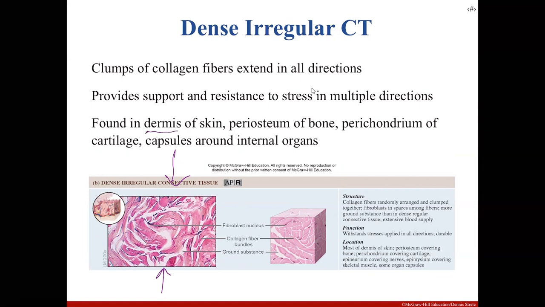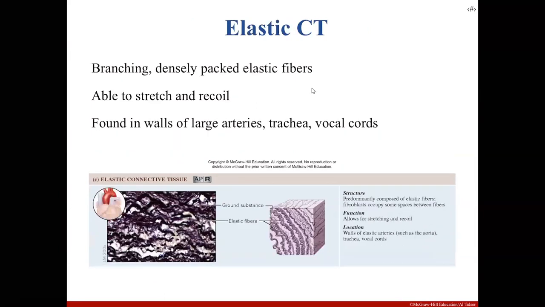Okay, so it's found under the skin, right? Under the epithelium. It's also around the organs. Okay, elastic connective tissue. So it's got these elastic fibers in it. So it's going to stretch. So we have it in places like the big arteries. So you could think of the aorta.